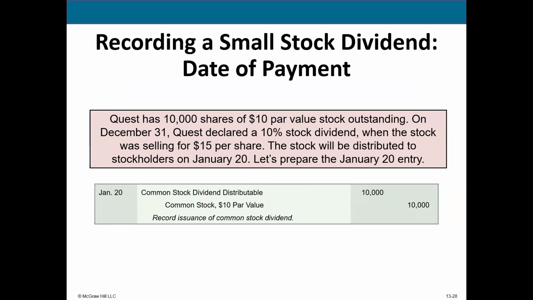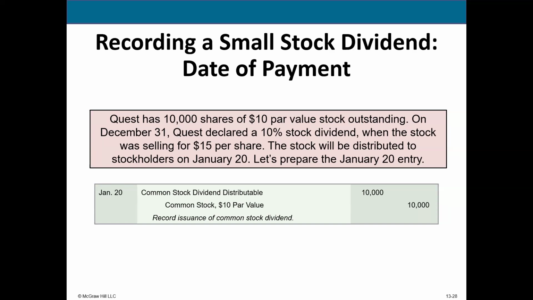So here, I'm going to show you the difference between a small stock dividend and a large stock dividend. It's real simple. It's just based off of the percentage. Anything less than 25% we consider a small stock dividend. Anything greater than 25% we consider a large stock dividend. So here we have the same example from before, 10,000 shares, $10 par value, and a 10% stock dividend was declared. And so we debit common stock dividend distributable 10,000 and we credit common stock $10,000.